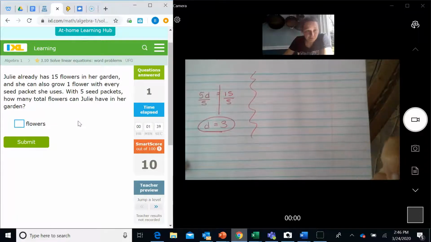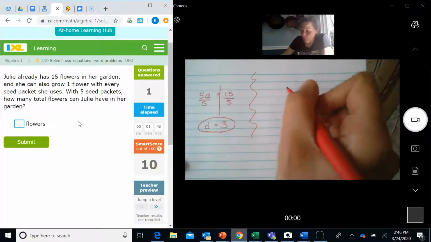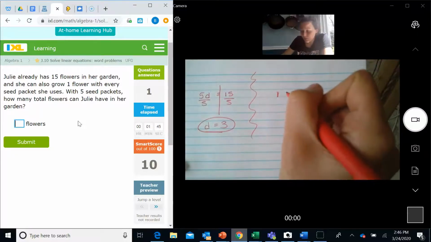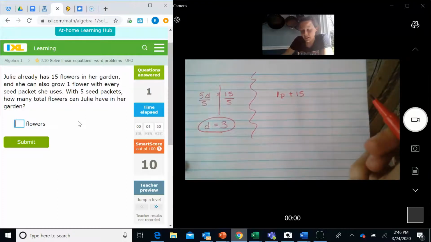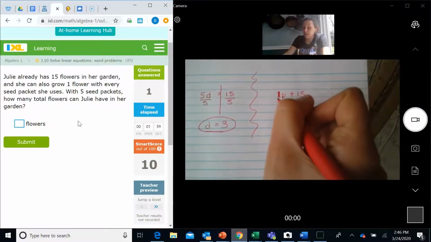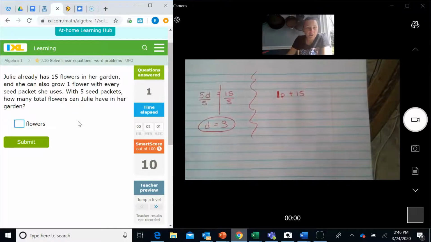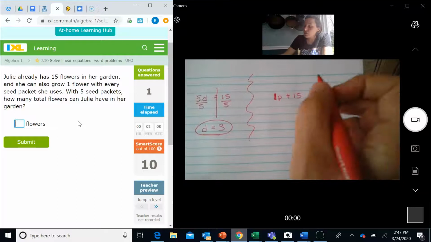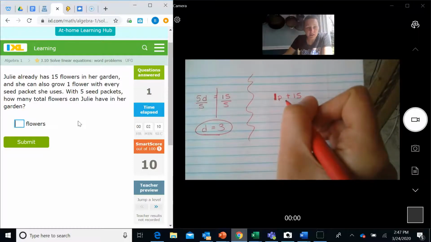So, we know that we have 1 flower for every packet plus the 15 that were already there. So anytime I say that I already have something, that means that I'm going to add it without multiplying by it. Anytime that I say I can grow 1 flower every day, that's like a per. That means it's changing every day, so I have to multiply that.